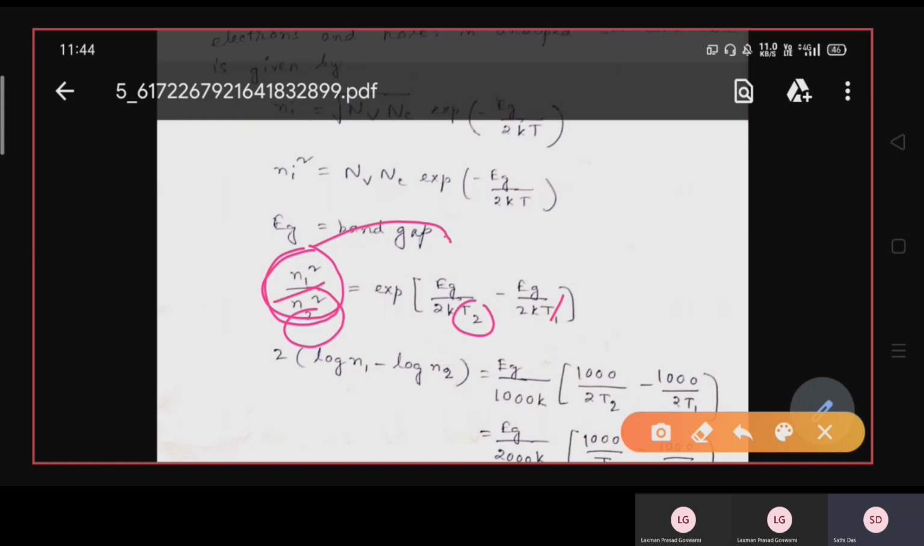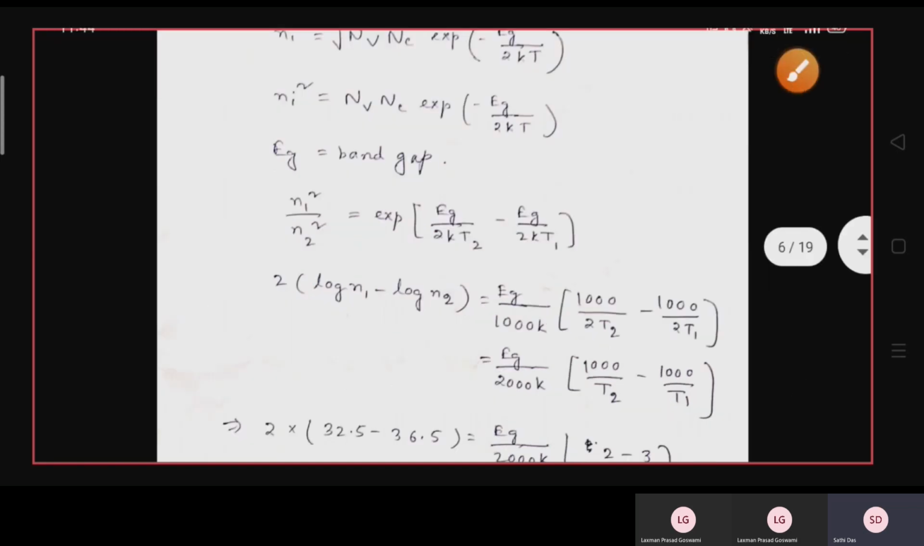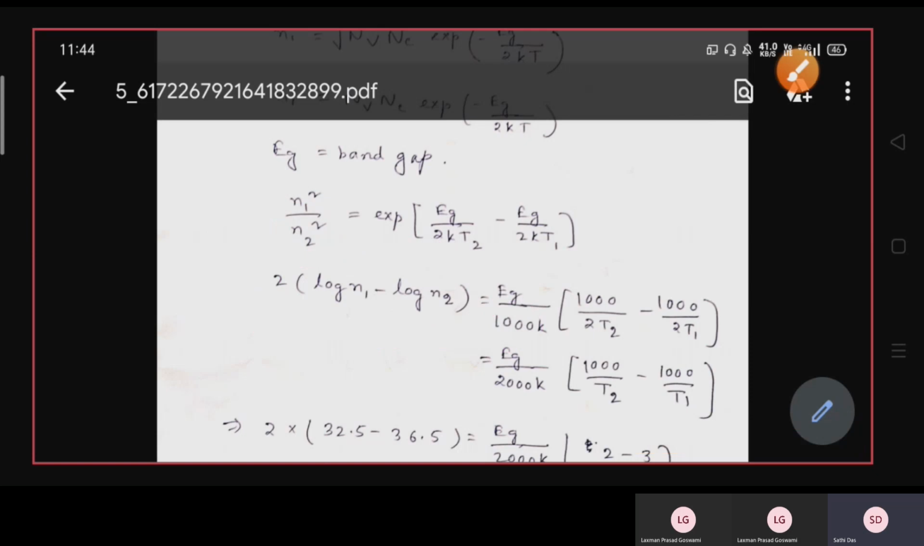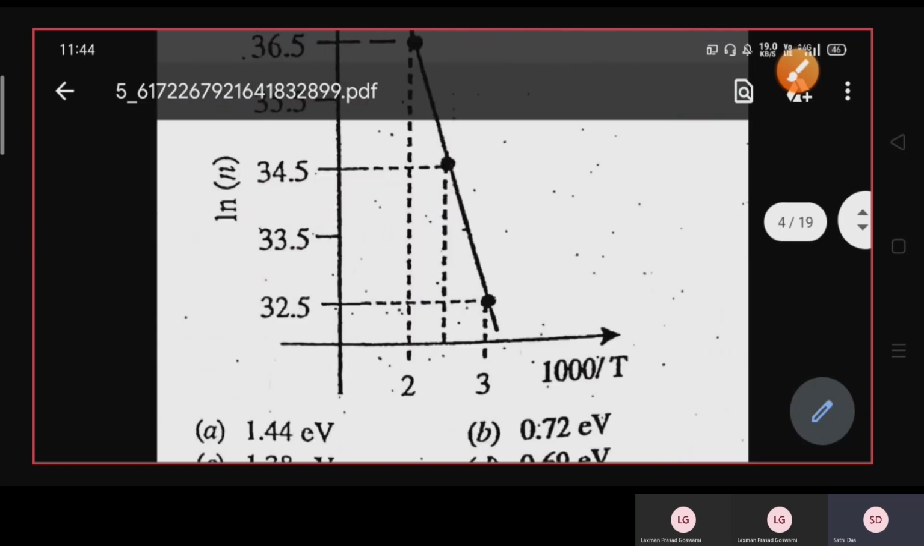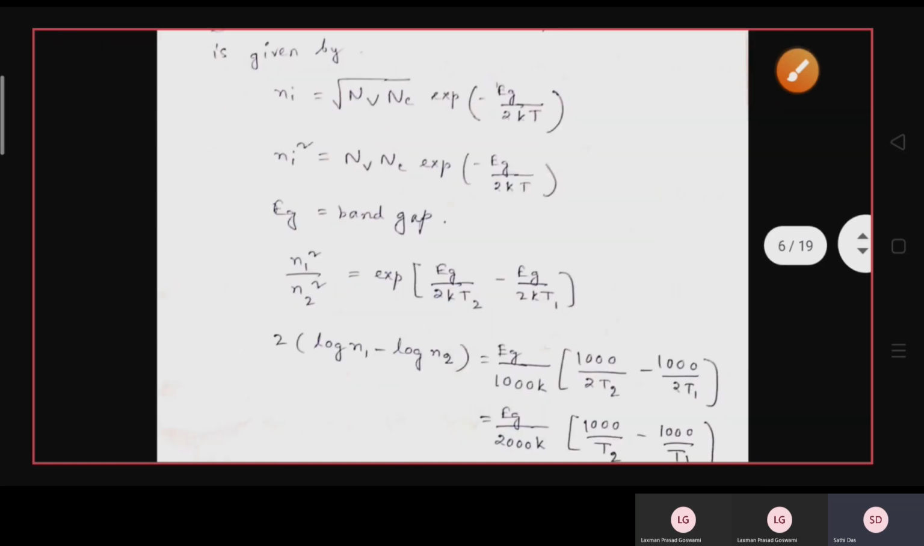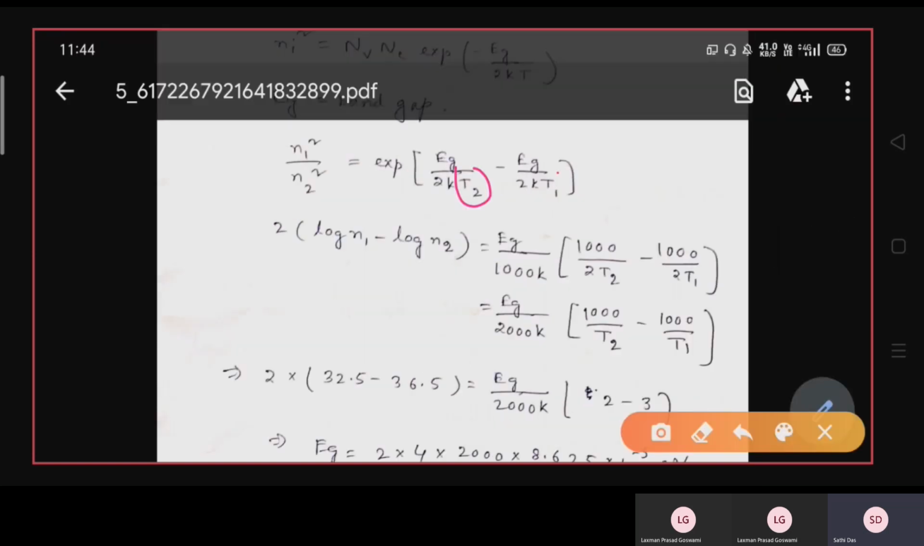So n1 square by n2 square we get exponential Eg by 2k T2 minus Eg by 2k T1. Now take the logarithm. So 2 of log n1 minus log n2, you simplify it, and you get Eg divided by 1000k. I am taking 1000 for simplification of calculation, because look here, this is in terms of 1000 by T. So we write these terms, T2 and T1, in terms of 1000 by T2 and 1000 by T1 for simplified calculation.